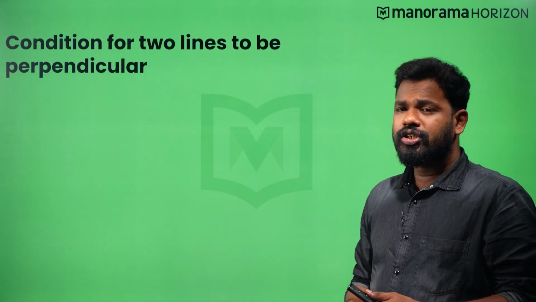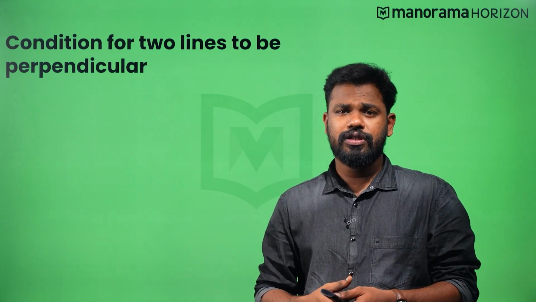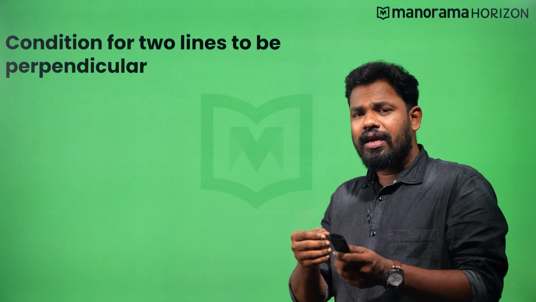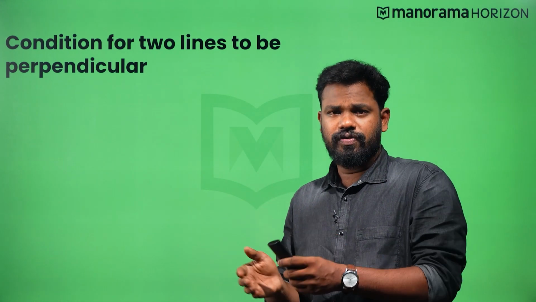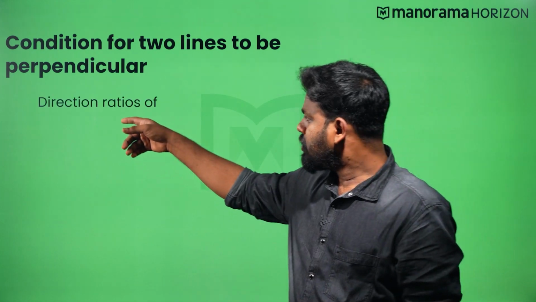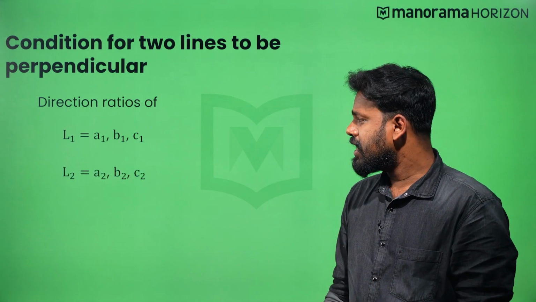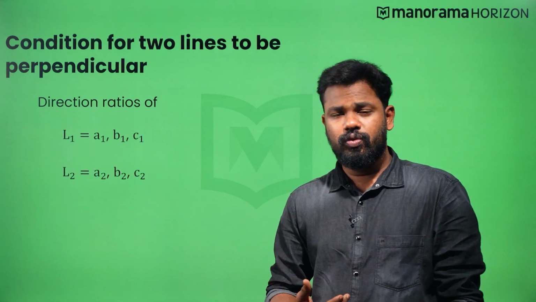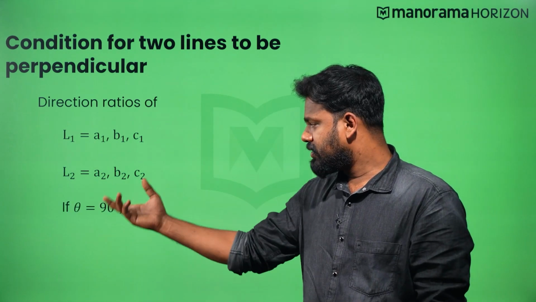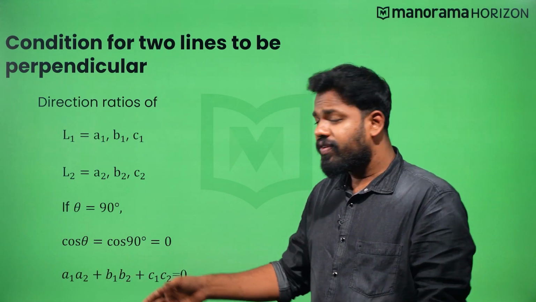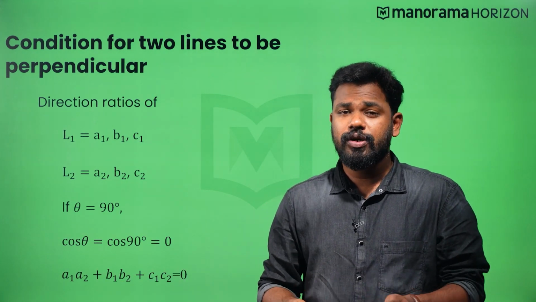Now, what will be the condition of two lines when they are perpendicular to each other? We know that when two lines are perpendicular to each other, theta is equal to 90 degrees. And when theta is equal to 90 degrees, we know that cos 90 is 0. Now, if for the first line I'm taking direction ratios as A1, B1, C1 and for the second line as A2, B2, C2, then the condition which says the two lines are perpendicular will be that theta is equal to 90 degrees, or cos 90 is equal to 0, and from that we can say that A1 A2 plus B1 B2 plus C1 C2 will be equal to 0.